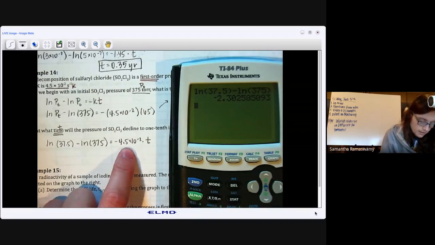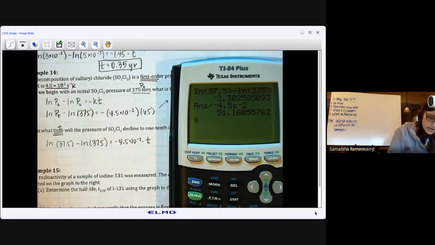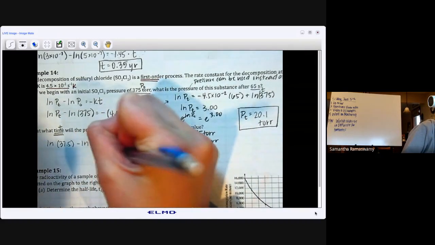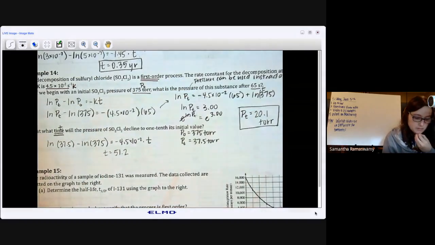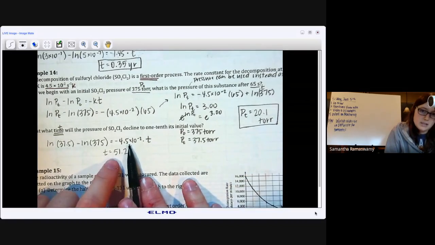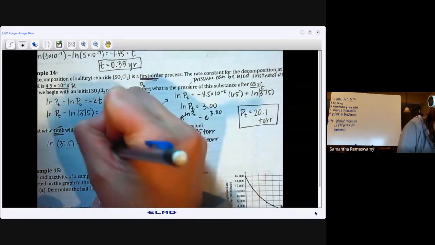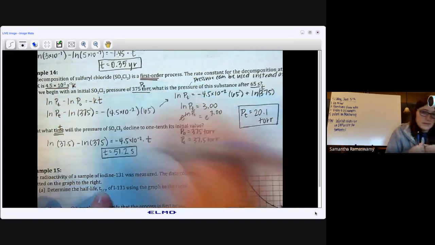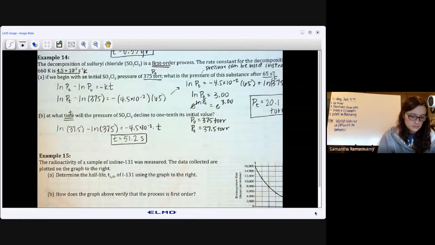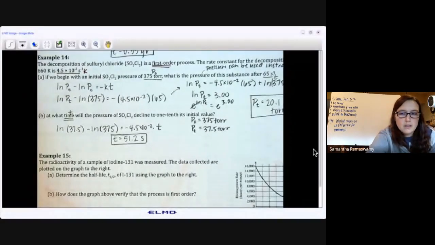To get t by itself, I need to divide by negative 4.5 e negative 2. And I get 51.2. So t is 51.2. Now look at your units for k. K was per seconds, which means time should be in seconds. The time will be in seconds. All right, any questions on 14?